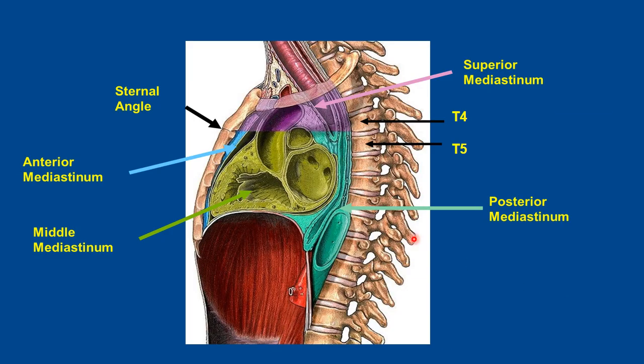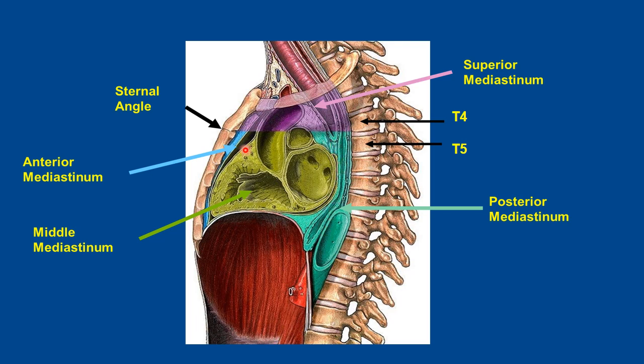Then in this slide this is another schematic diagram, a sagittal section of the thoracic cavity, which shows an imaginary line which passes through the sternal angle to the junction between the T4, T5 thoracic vertebra, and this imaginary line divides the superior small part, which is called the superior mediastinum, and the inferior large part, which is called the inferior mediastinum.